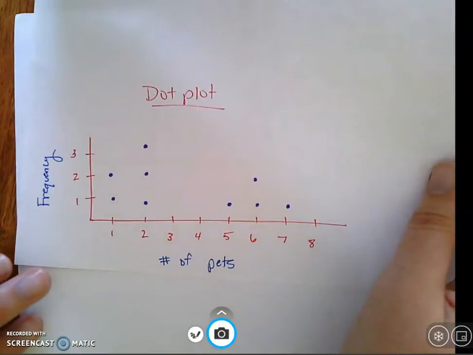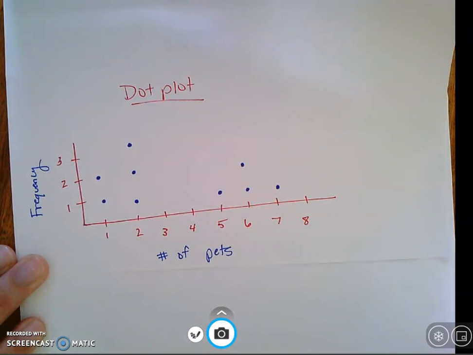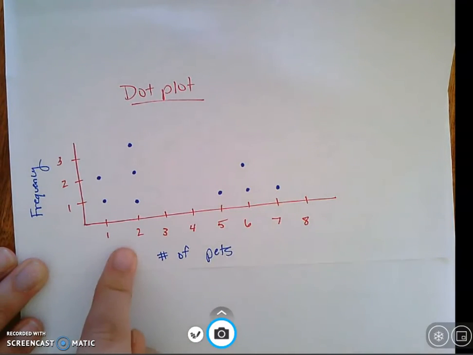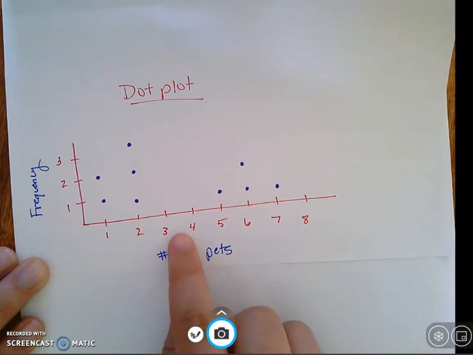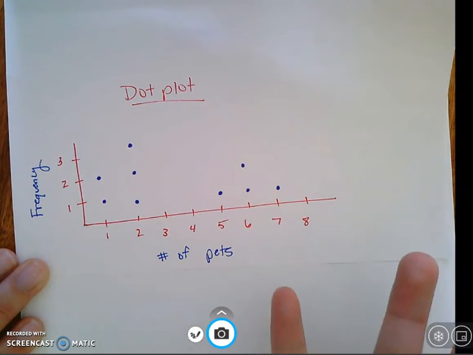Dot plots are very similar. So if you notice dot plots down here, we have that 2 people have 1 pet, 3 people have 2 pets, nobody has 3 pets, nobody has 4, etc. That's how you read the graphs. So that's what a histogram and a dot plot look like.